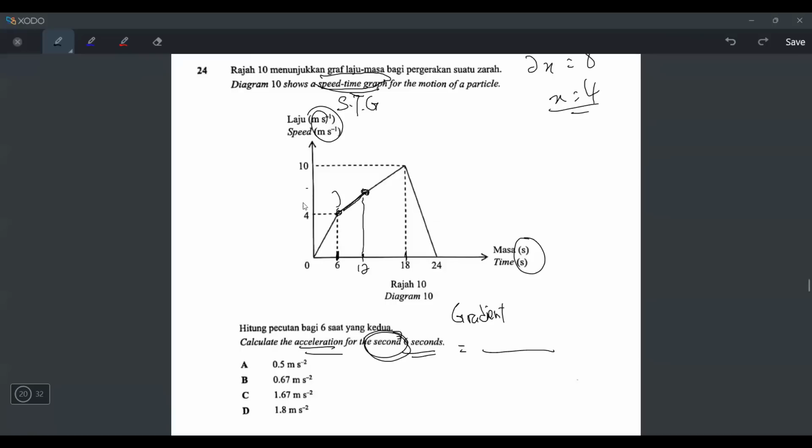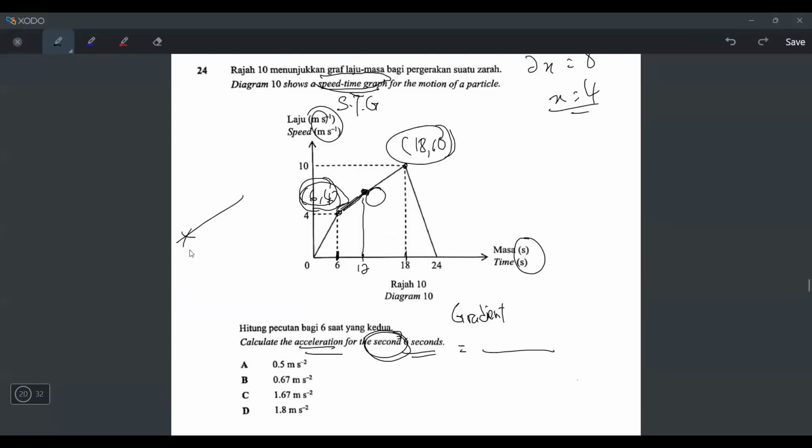So let's write down the coordinate. This coordinate will be 6, 4. And then this coordinate, do I know? I know the x coordinate is 12, but I don't know the y coordinate, right? But it's fine. I can use this point also, 18, 10. The reason why I can use this point is because I'm trying to find the gradient. I'm not finding the distance. So if I use this point and this point to find the gradient, sama lah dengan saya guna point ni dengan point ni to find the gradient. It is the same because they are collinear. It means they are segaris.